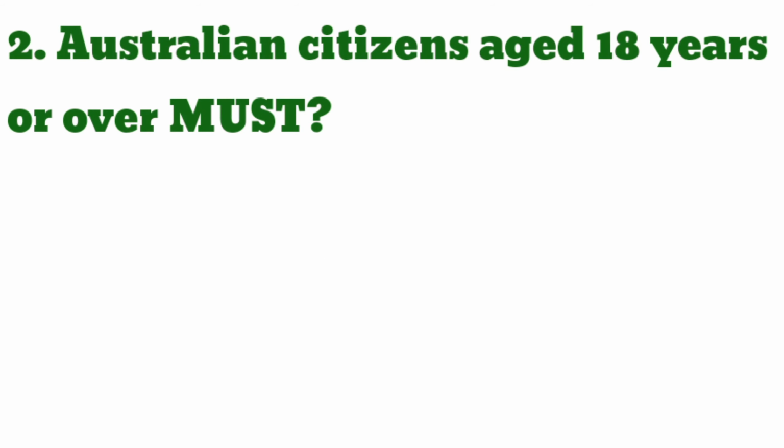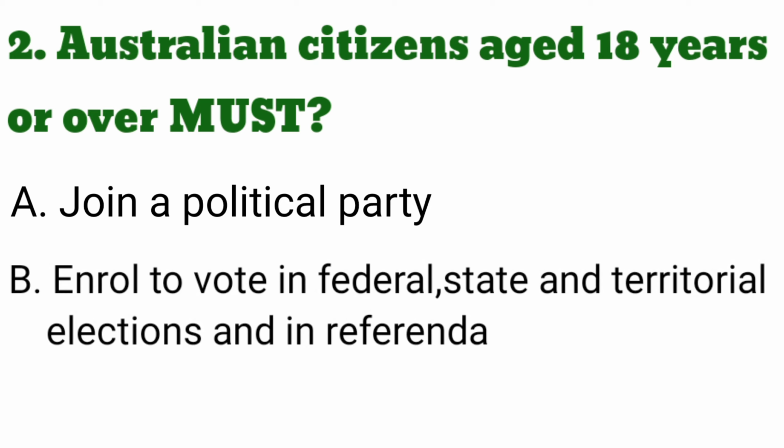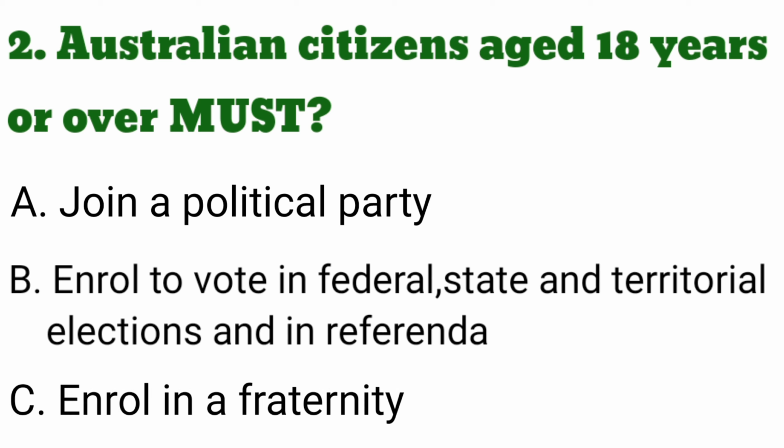Number 2. Australian citizens aged 18 years or over must, letter A, join a political party. Letter B, enroll to vote in federal, state, and territorial elections and in referenda. Letter C, enroll in a fraternity. The answer is letter B, enroll to vote in federal, state, and territorial elections and in referenda.